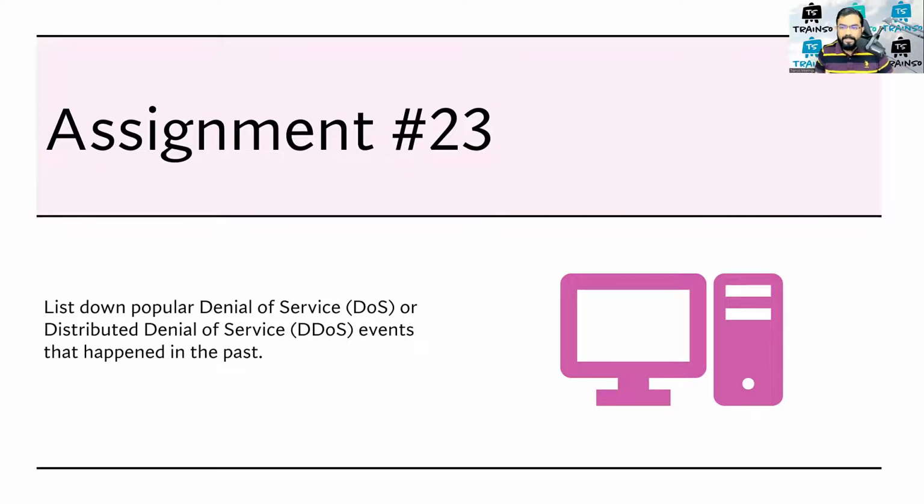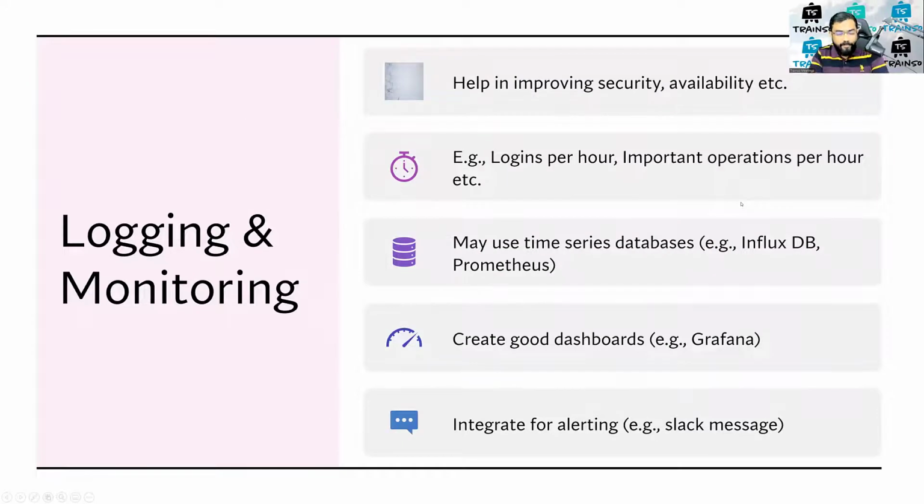That is why many cloud providers are coming up with solutions based on machine learning and all. One more important factor that you need to consider while designing systems or creating architectures is to have proper logging and monitoring. It can help in security. It can help in availability. Some of the examples are number of logins per hour, important operations per hour, etc.